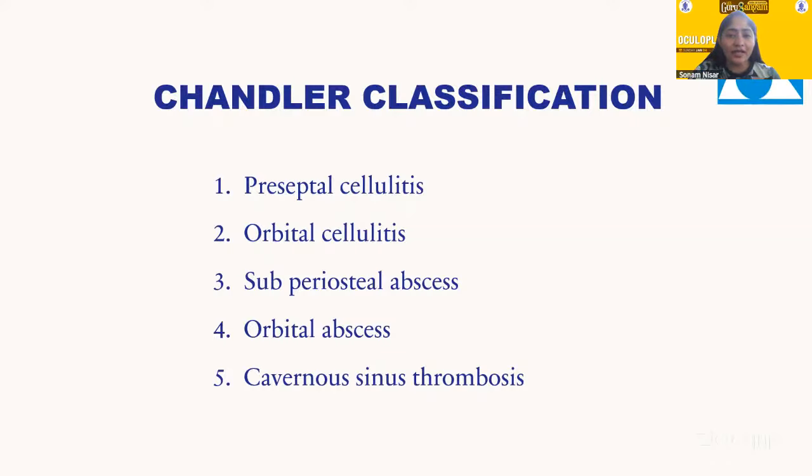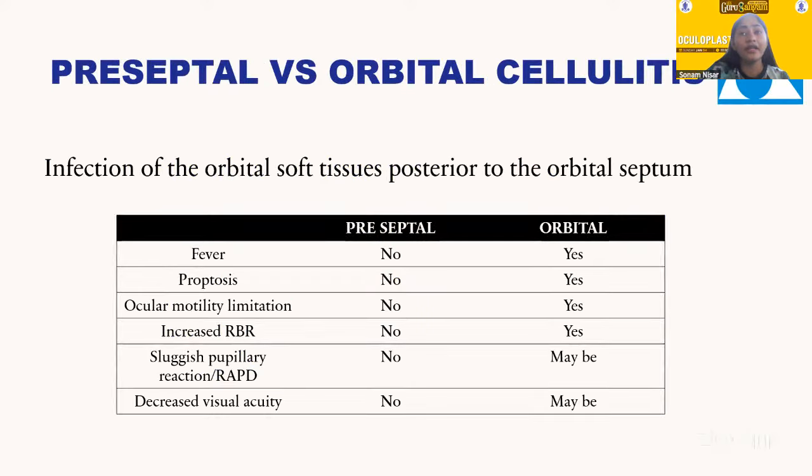As per Chandler's classification, it is very important for us as postgraduates to differentiate between preseptal and orbital cellulitis. There are 5 stages of orbital inflammation: preseptal cellulitis, orbital cellulitis, subperiosteal abscess, orbital abscess, and eventually it can cause vision-threatening cavernous sinus thrombosis. As postgraduates, it is important to note that preseptal cellulitis may not always have fever, proptosis, extraocular motility restriction, or increase in retrobulbar resistance, but all these things will be present in an orbital cellulitis. Preseptal generally has a lot of lid inflammation and chemosis, and you should not mistake it for an orbital cellulitis.